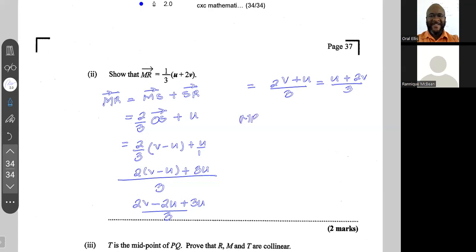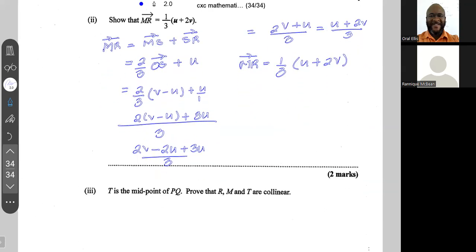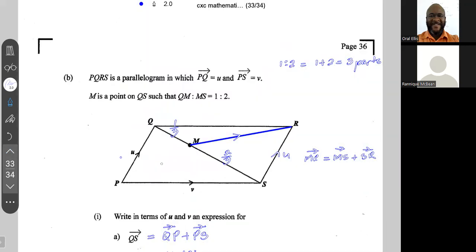So MR is 1/3 of U plus 2V. That's what we're asked to show, and we did it. Remember, dividing by 3 is the same as saying multiplying by 1/3. Lastly, we're told that T is the midpoint of PQ, and we're to prove that R, M, and T are collinear. So T is the middle.